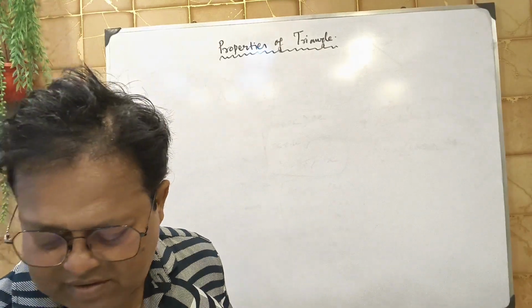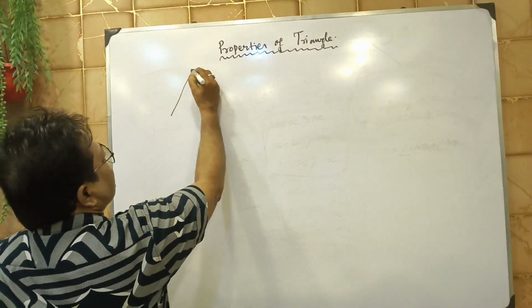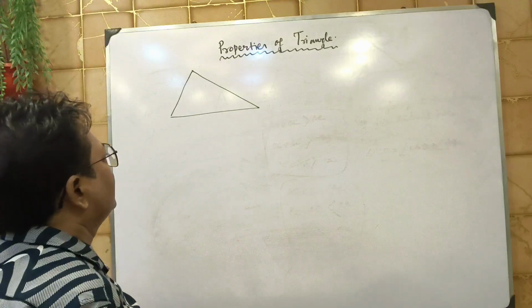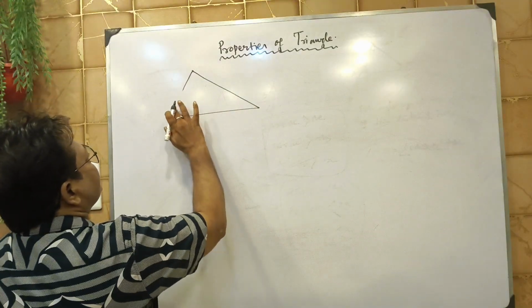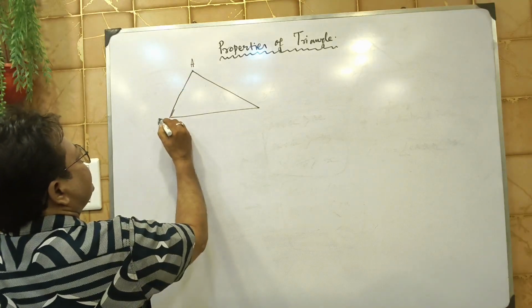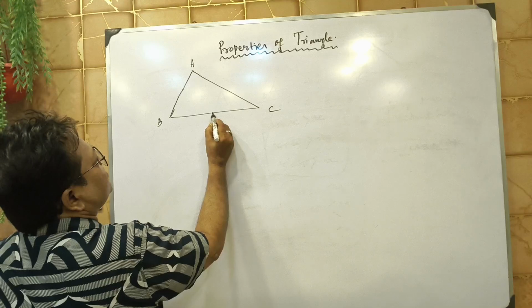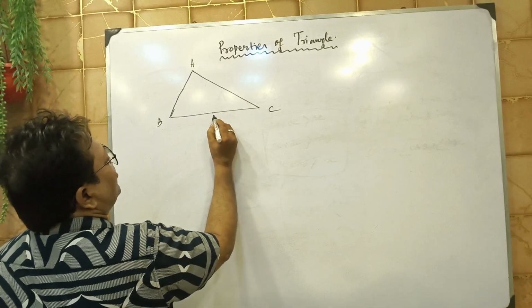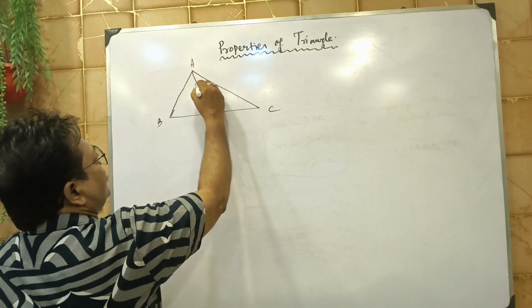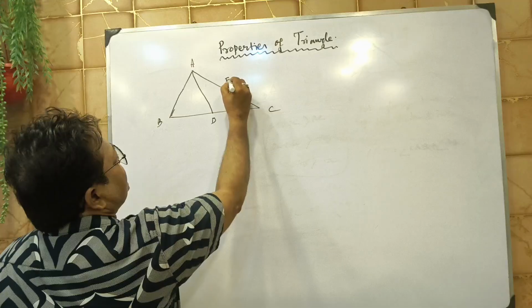Now, at first I will start with any scalene triangle, not any specific triangle. Suppose it is a scalene triangle. Now, at first I will tell you about the centroid. It is ABC. Now, this is the midpoint of BC, D. Join it, and this is the midpoint of AC, E.